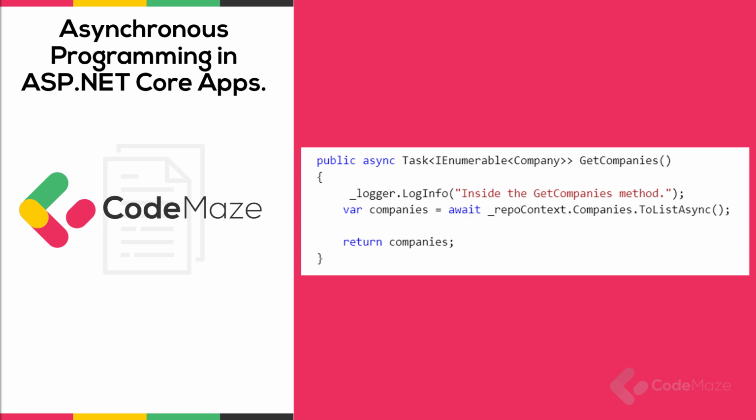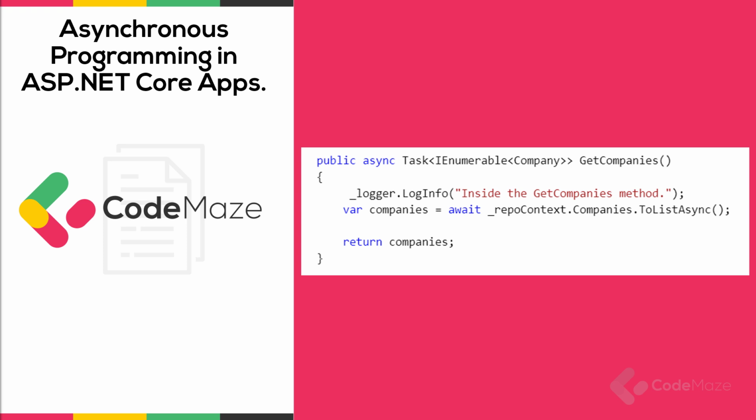If our database requires some time to process the request and return a result, the await keyword will pause the GetCompanies method execution and return an incomplete task. During that time, the thread will be returned to the thread pool, making itself available for another request. After the database operation completes, the async method will resume execution and return the list of companies. From this example, we see the async method execution flow.